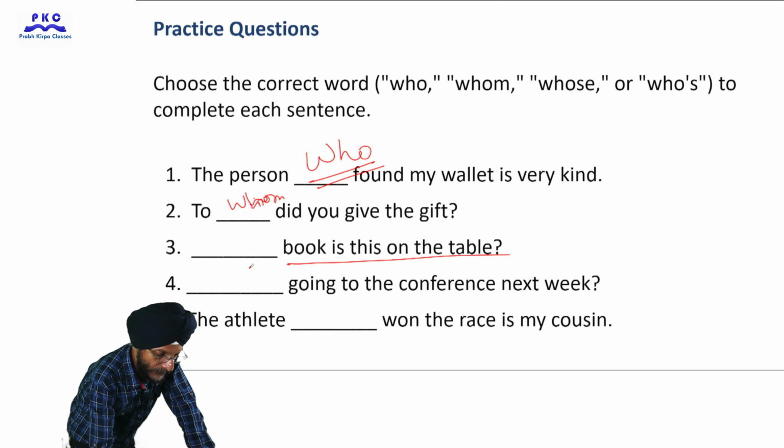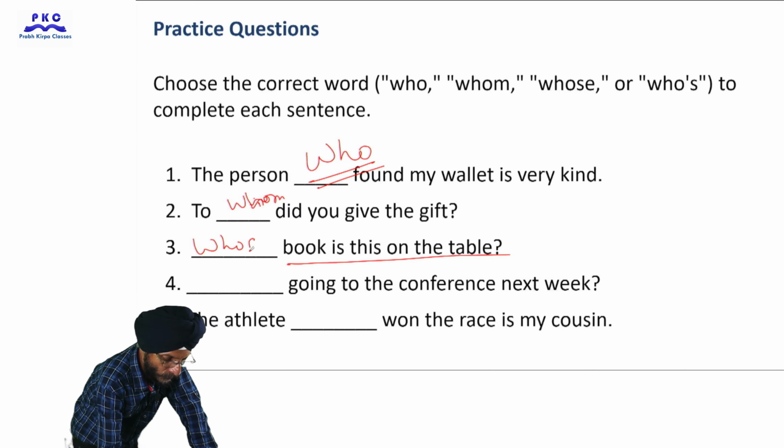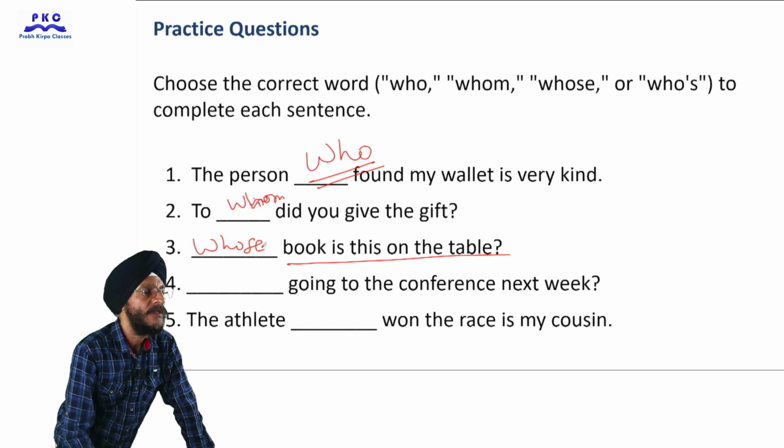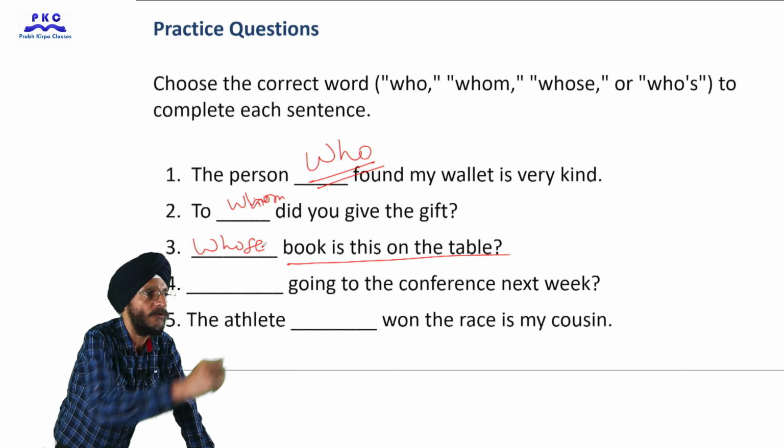Dash book is on the table. Whose book? Belonging, sense of belonging. It shows the possession or ownership.